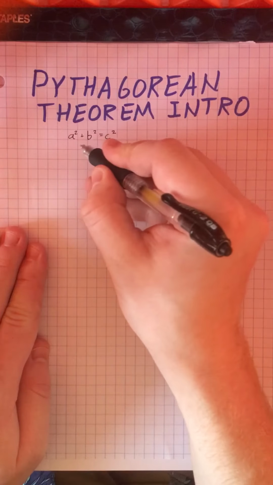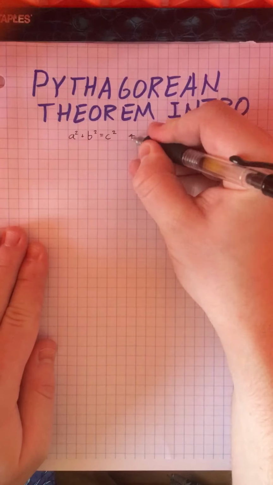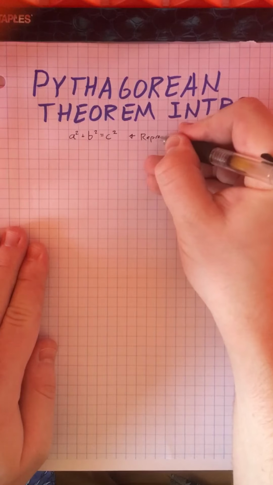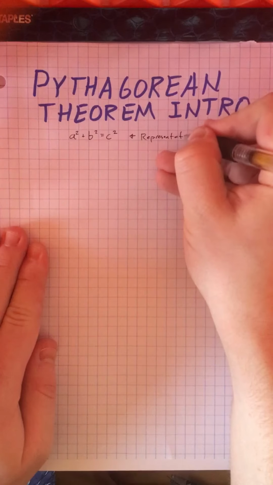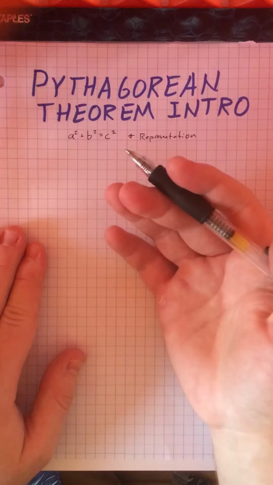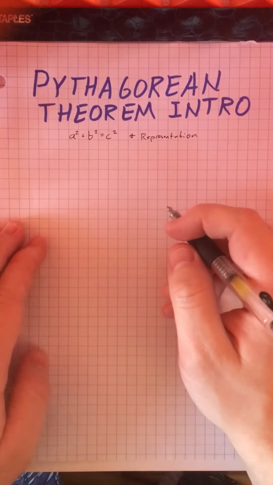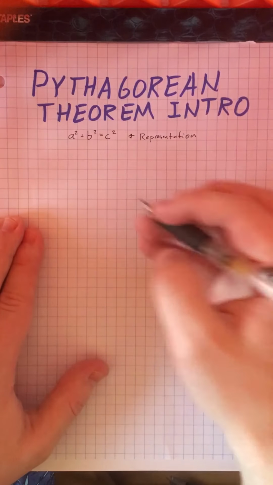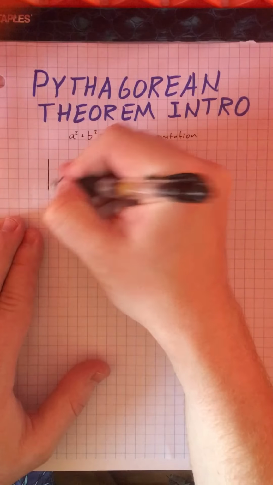It is not just a formula. This is a representation of the theorem. The theorem itself is a very special relationship that's true of all right triangles. So let's start by learning about what is a right triangle and what makes them so special.